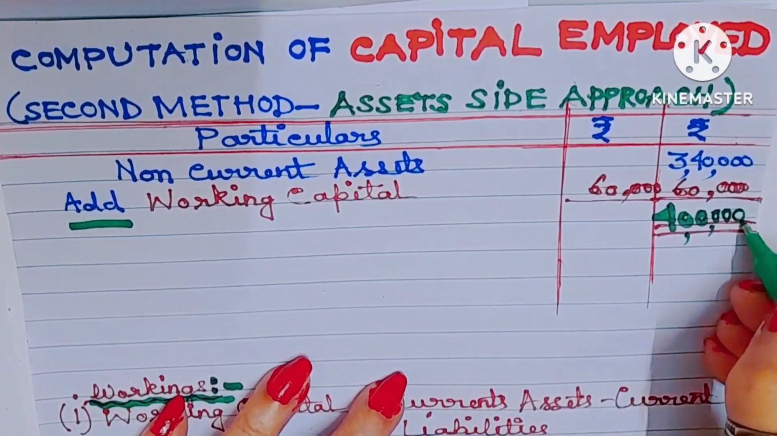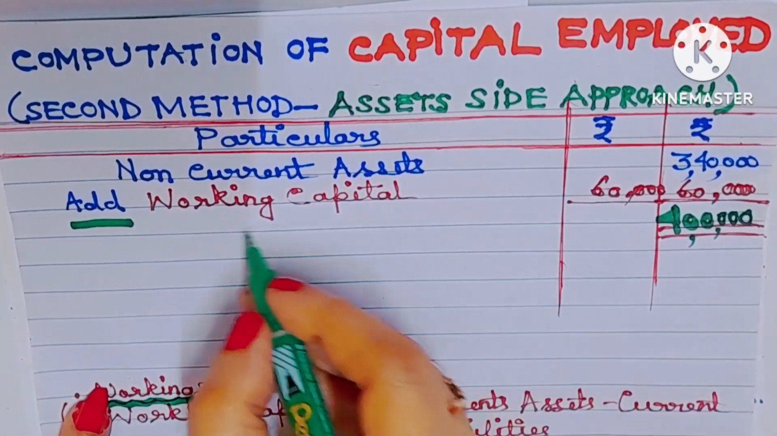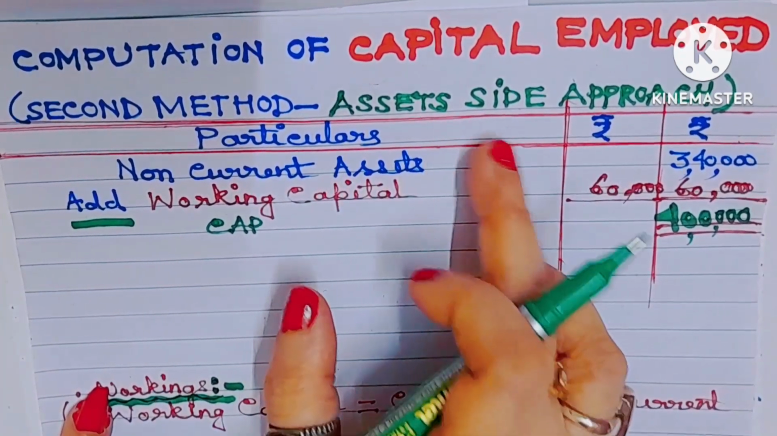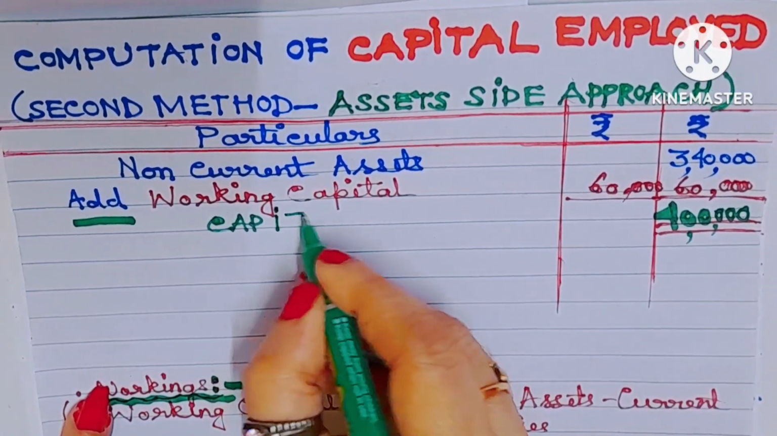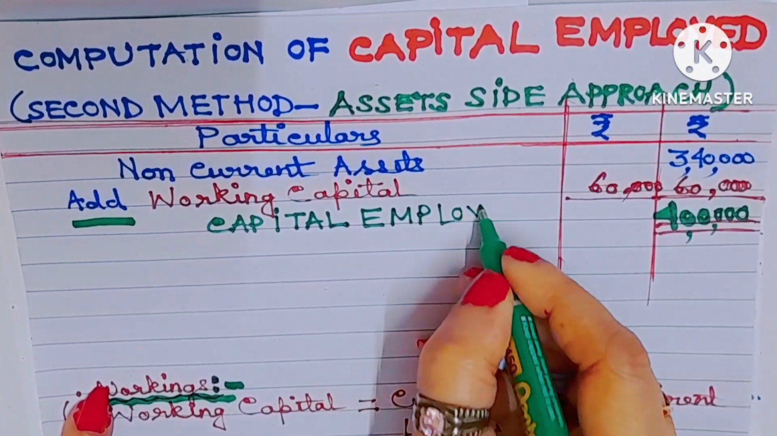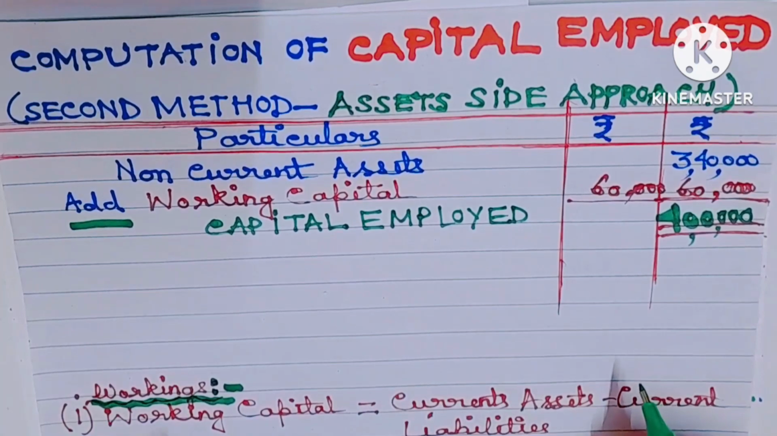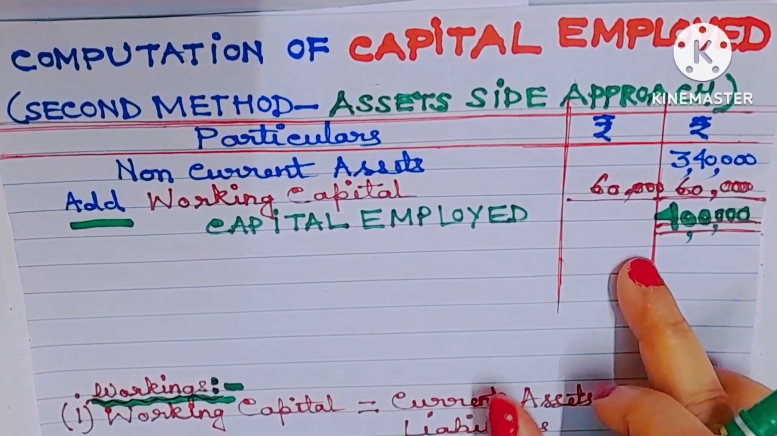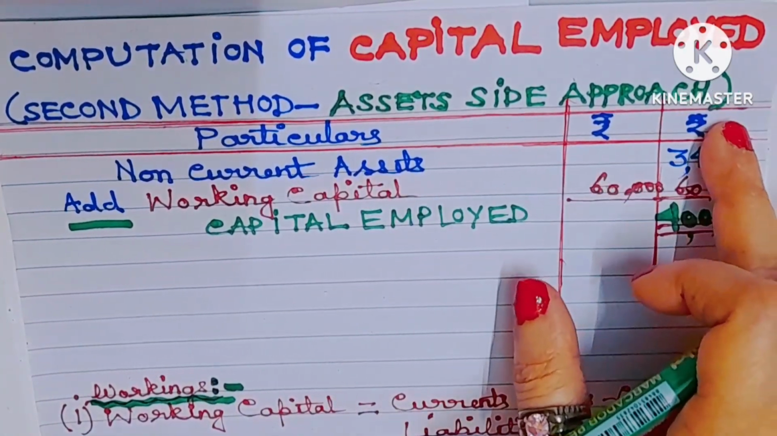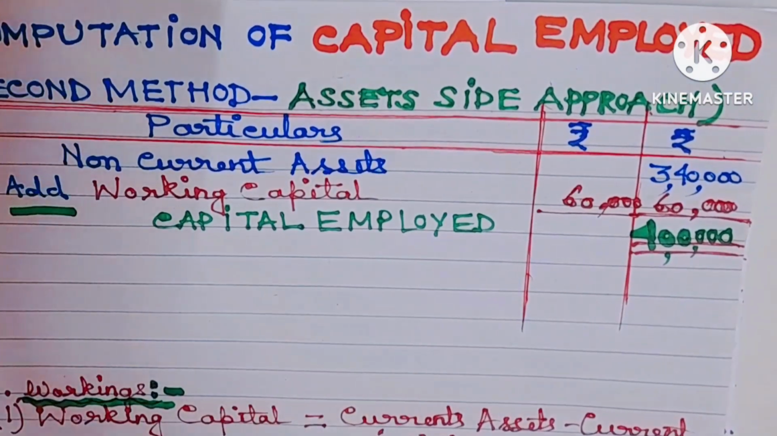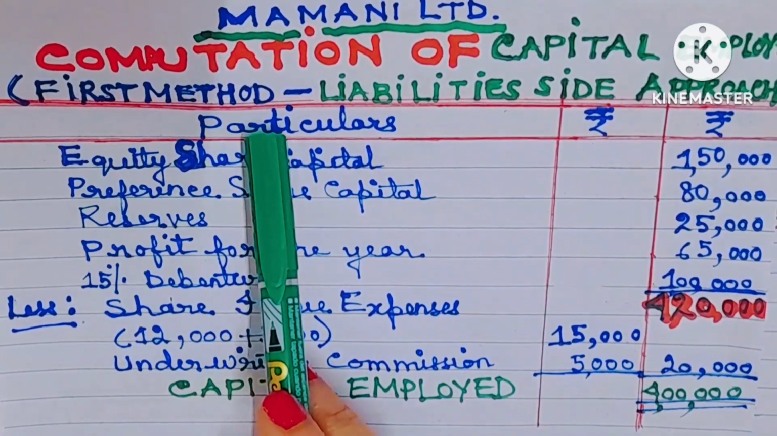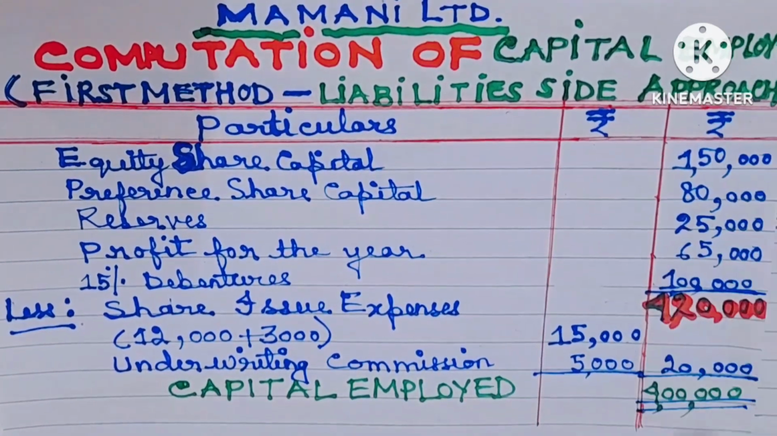Now, what is this 4 lakhs? 4 lakhs is capital employed by the second method, asset side approach. Okay. So, capital employed is equal to 4 lakhs by the second method, that is the asset side approach. And now let's see the first method as well. It should be equal. See, computation of capital employed by the first method, that is the liability side approach, is equal to 4 lakhs. Capital employed is equal to 4 lakhs.